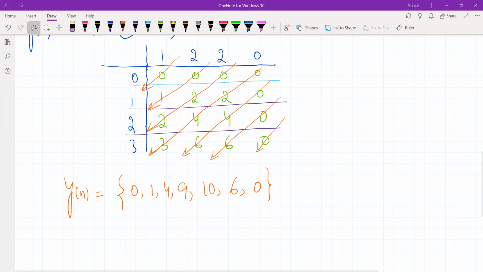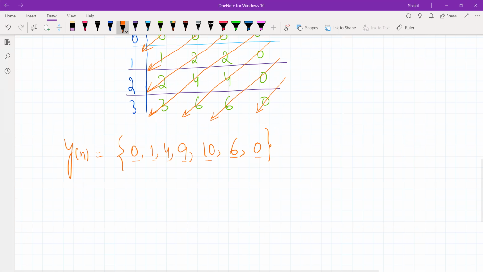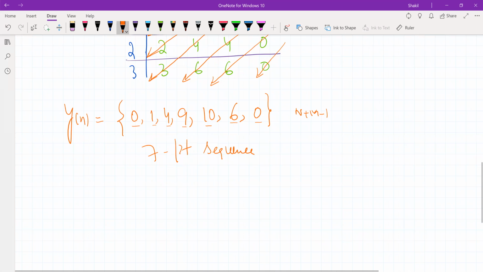You can check the length. How many points? 1, 2, 3, 4, 5, 6, 7. 7 points in the sequence. So this is a 7 point sequence. That's why linear convolution will have n plus m minus 1 points. 7 points sequence. Alright. So let's use circular convolution now.